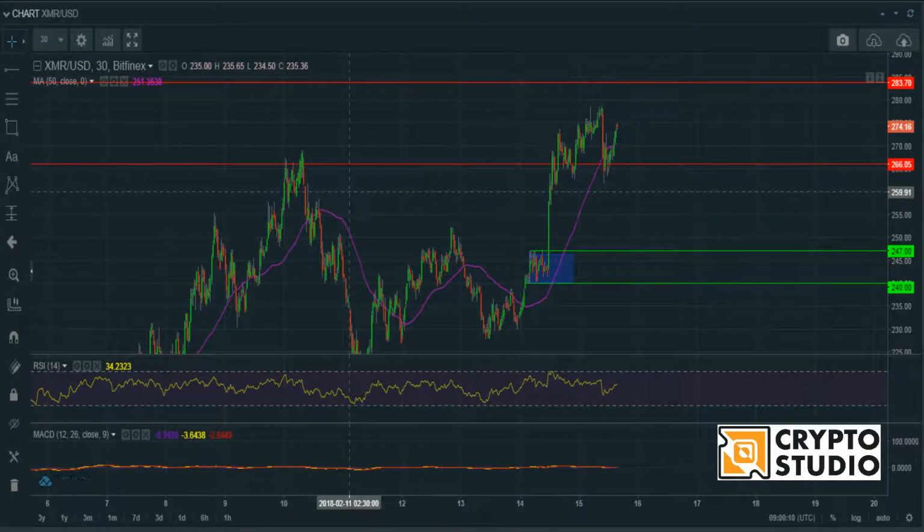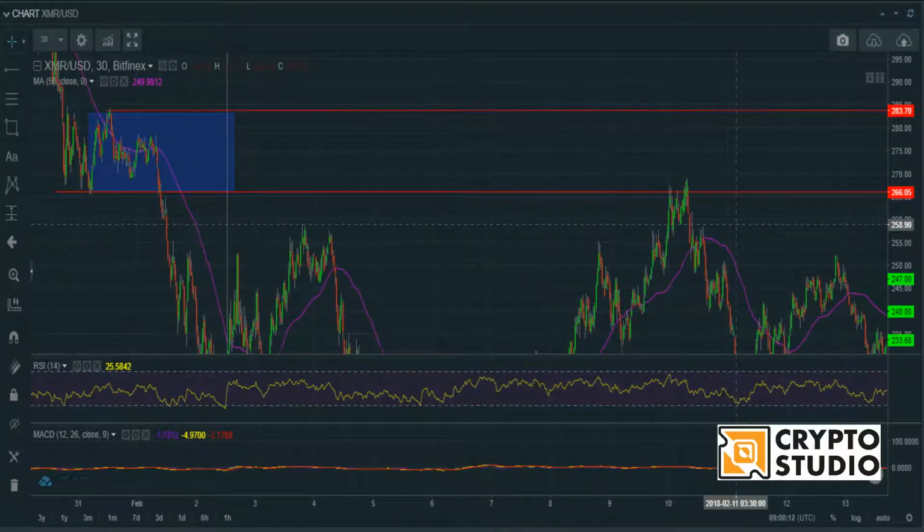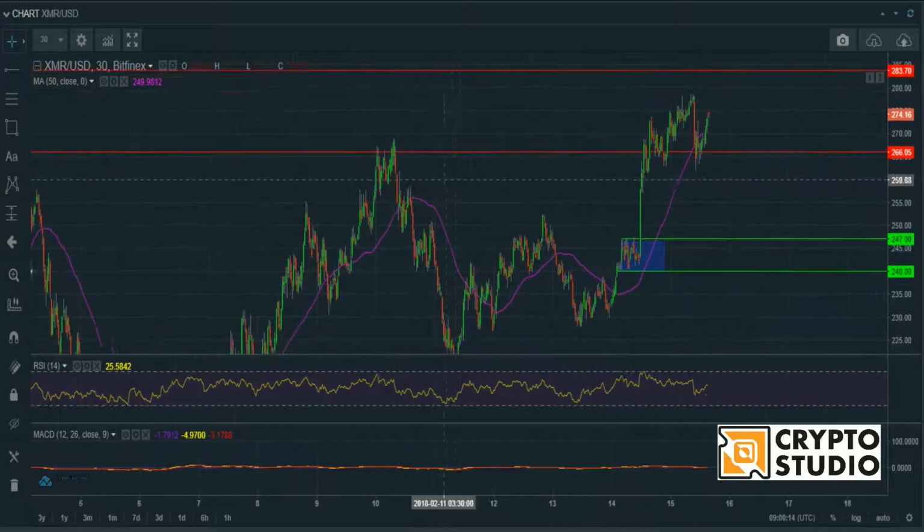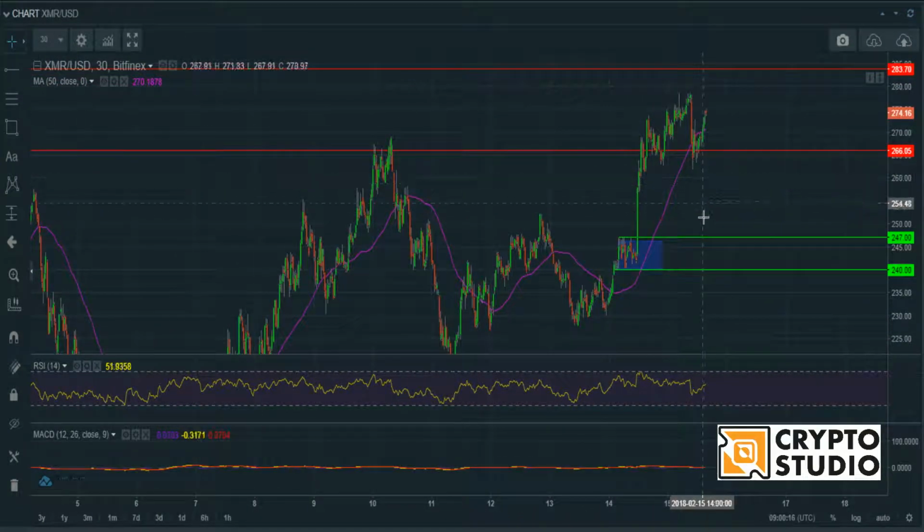This area here is a resistance level, so I am expecting Monero to drop back down to this area, and this will be the entry. My entry will be at 248. My stop is going to be at 237. So I'm going to take an $11 risk on this one per coin for every Monero that I buy. The maximum loss that I can take will be $11 on this one. So my trade is going to be like this.